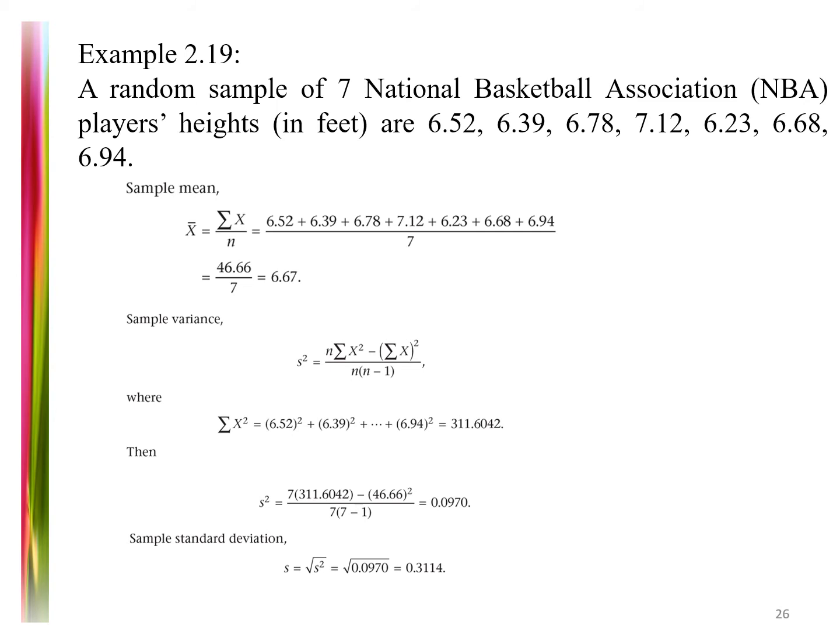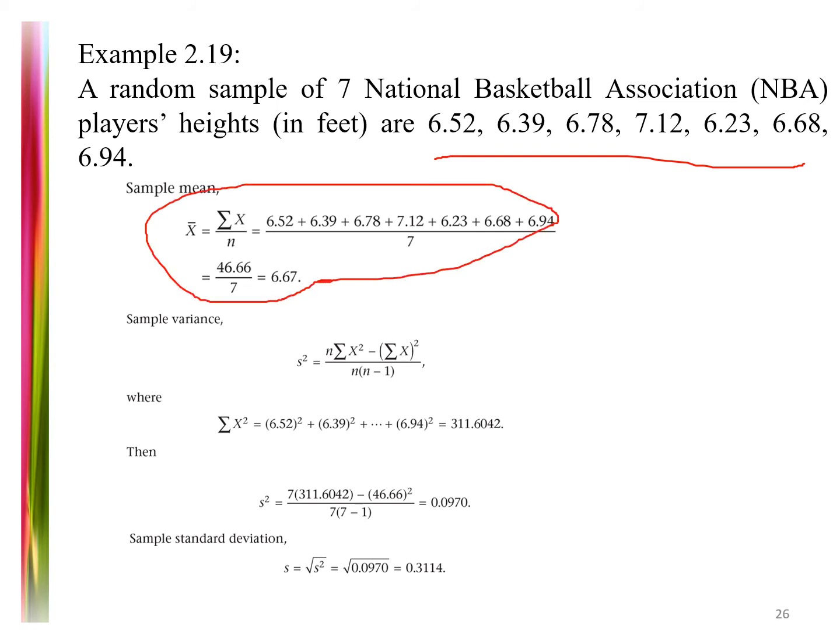Alright, this is a simple example. A random sample is the heights of 7 NBA players, so we have 7 observations here. We can calculate the x bar value, variance and standard deviation, which we already discussed in previous slides. In this case, the x bar value is equal to 6.67, and the standard deviation is 0.3114. First we have to estimate the variance, then take the square root. So 0.3114 is the standard deviation and 6.67 is the mean value.